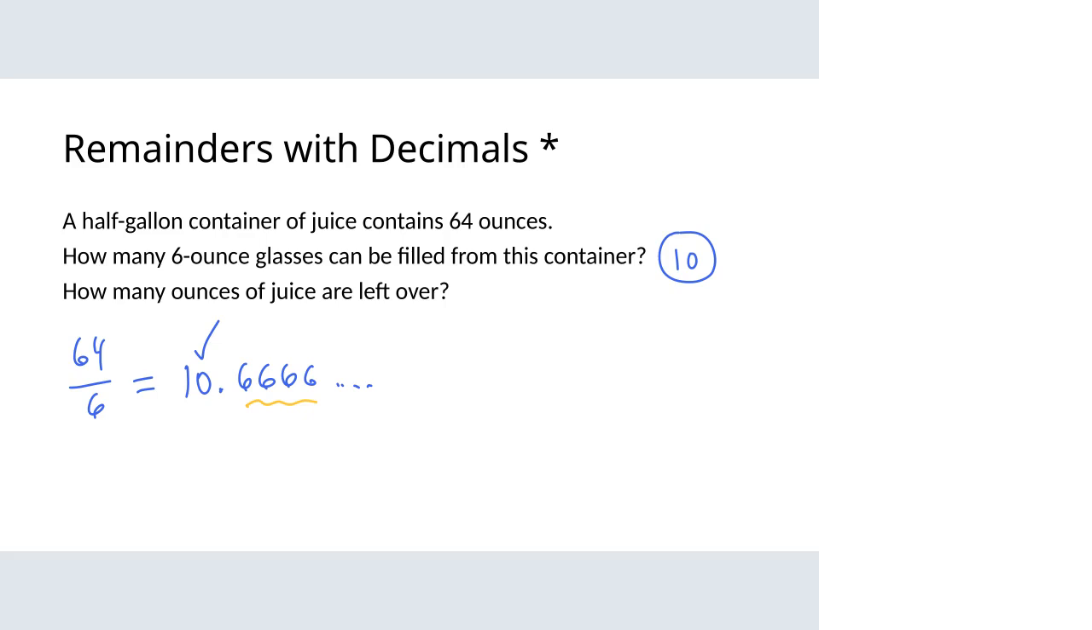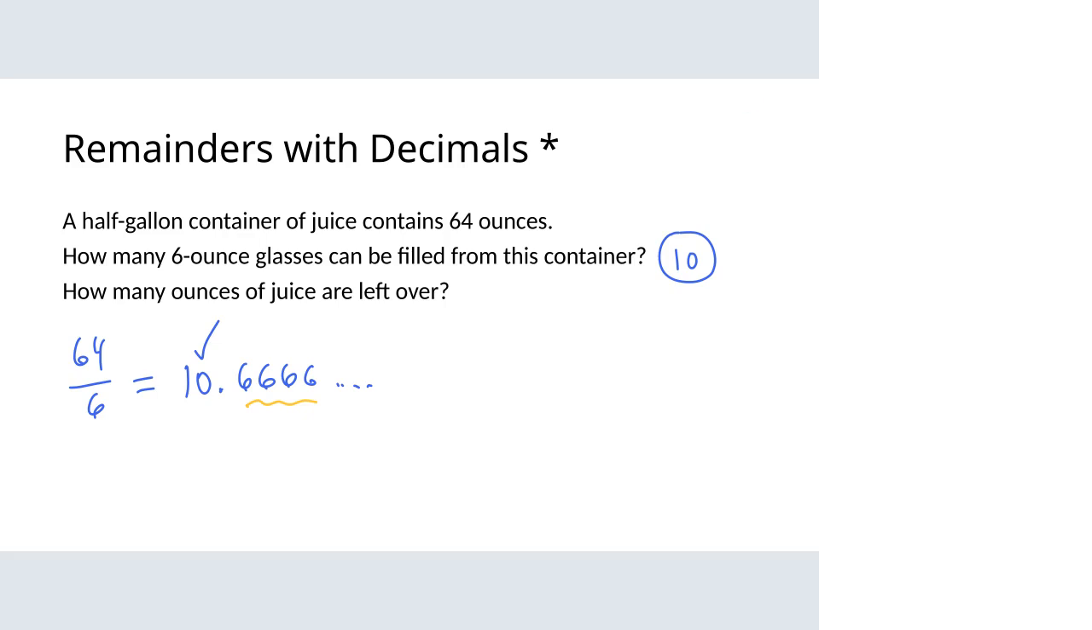Let's think about this for a minute. If we were to actually have our 64-ounce container and fill 10 glasses, how many ounces would that use? How many ounces are left? What we've got here is we're not looking at a base 10 system. We're actually kind of looking at a base 6 system. Without getting that deep into it, that's kind of what's going on here.